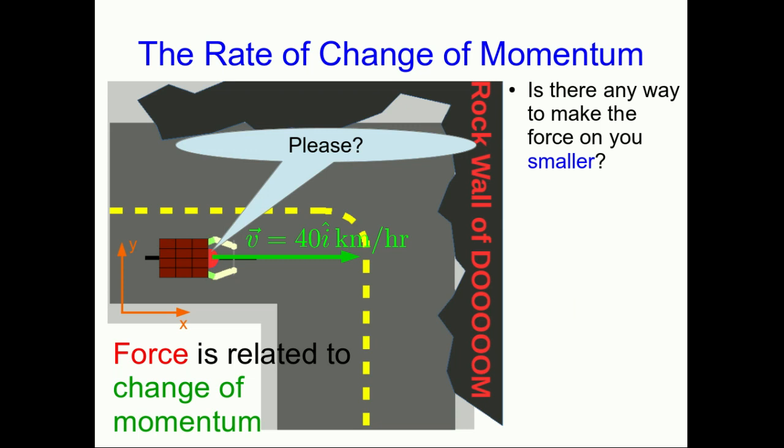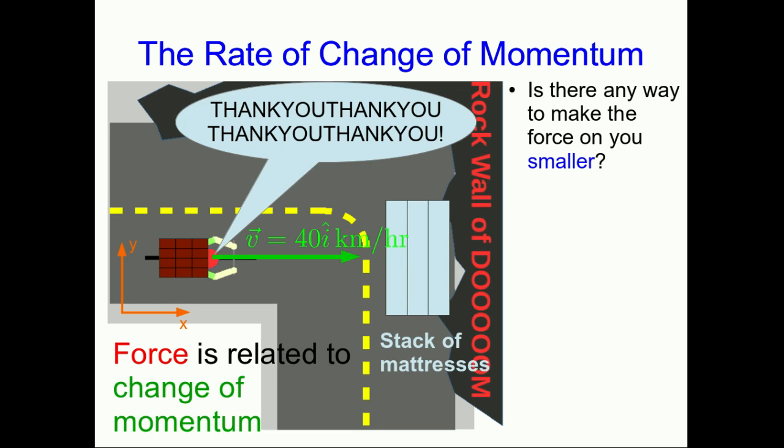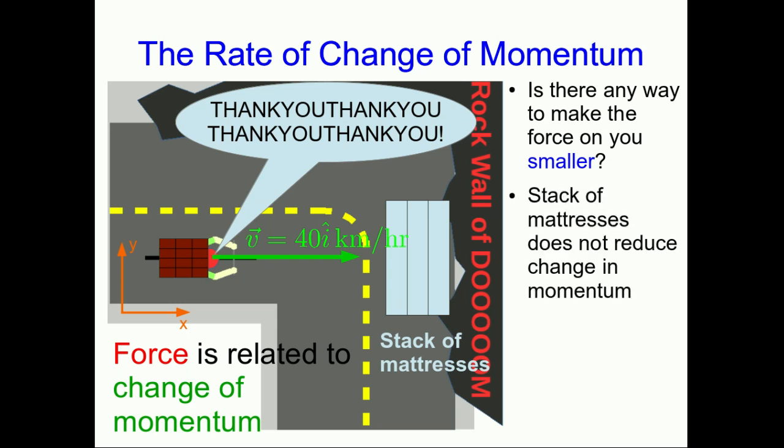So suppose there was a truck driving by and a big stack of mattresses fell off the truck and is lying there in front of the wall. Now you're going to hit the stack of mattresses instead of the wall. And you probably already know that the force on you is going to be smaller. But why? Because notice, your change in momentum is going to be exactly the same as it was without the stack of mattresses. You're going to go from, say, 40 kilometers per hour in the x direction down to 0, just like you were going to if you hit the rock wall.